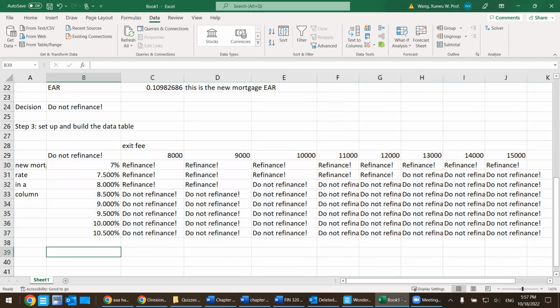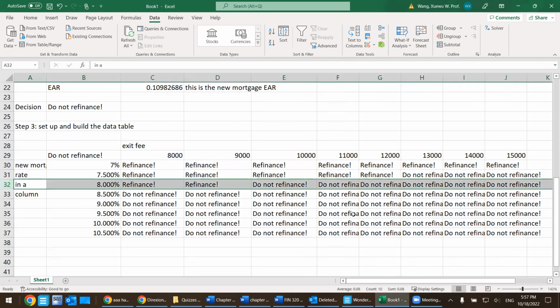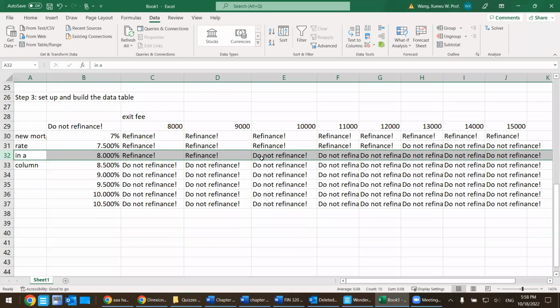All right, so if you look at this part C here, if the new mortgage rate is actually 8%, if you look at this particular row here, you see that when the exit fee is 9,000, you want to do refinancing. When the exit fee is 10,000, you don't want to do refinancing. So the maximum exit fee at which you're willing to do the refinancing is actually between 9,000 and 10,000. And you know from part B that the answer is 9,900 or something. Okay. So you can also use the data table if you want to actually find out the exact answer. But I don't have time for that particular data table.